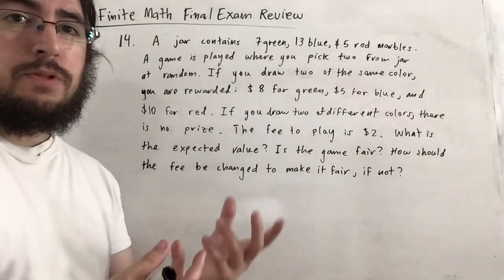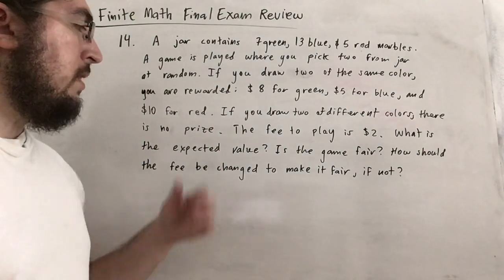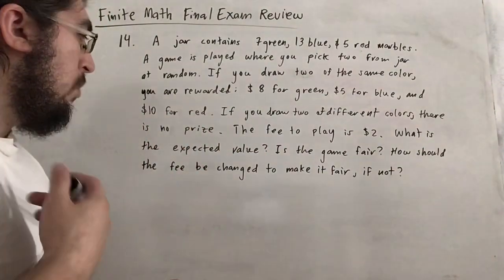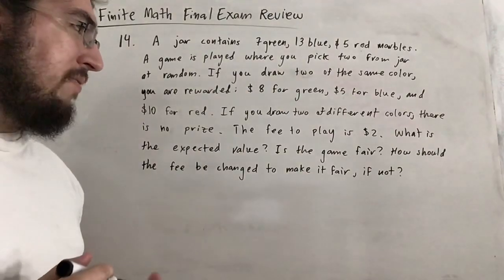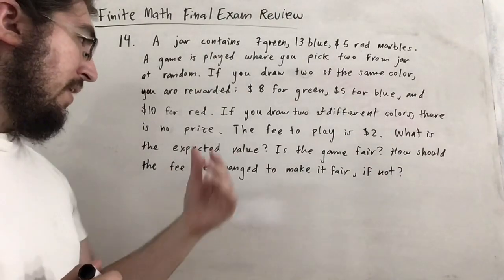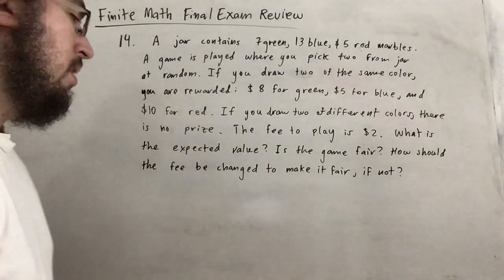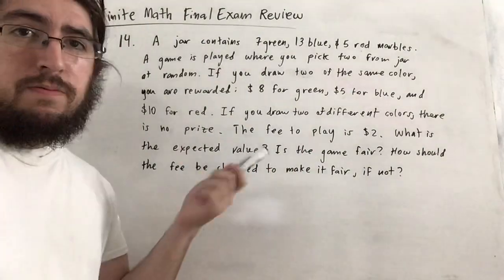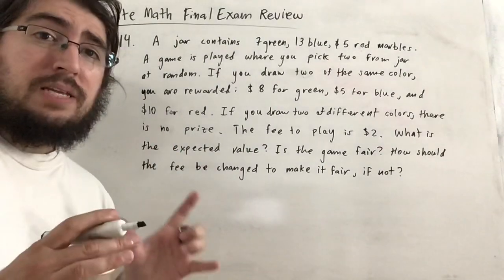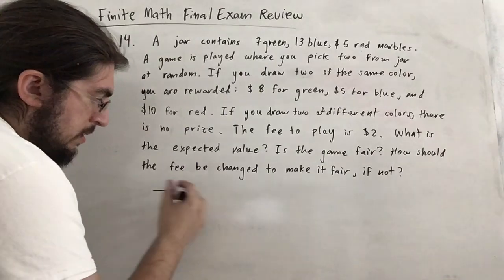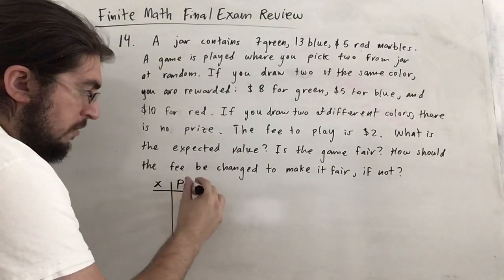If you draw 2 of different colors, there is no prize. So if you draw a red and a blue, then there's no prize awarded to you. The fee to play is $2, so there's an entrance fee here, okay? What is the expected value and is the game fair? And then finally, how should the fee be changed to make it fair if it's not fair? So first off, we're finding expected value. Now, in an expected value problem, you always want to have what? You always want to have some probability distribution.